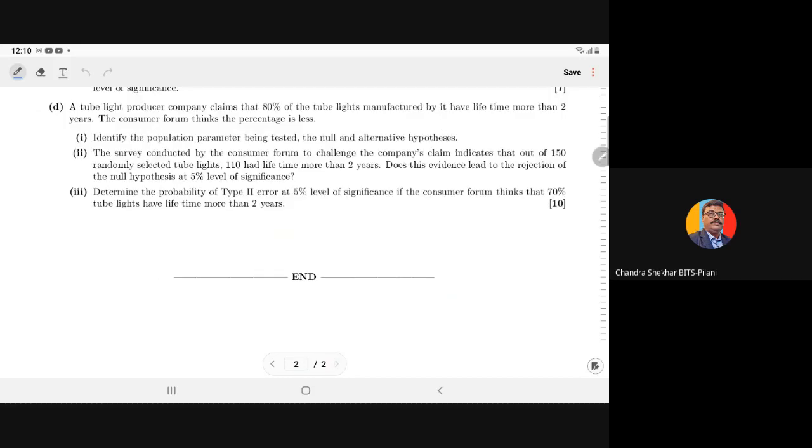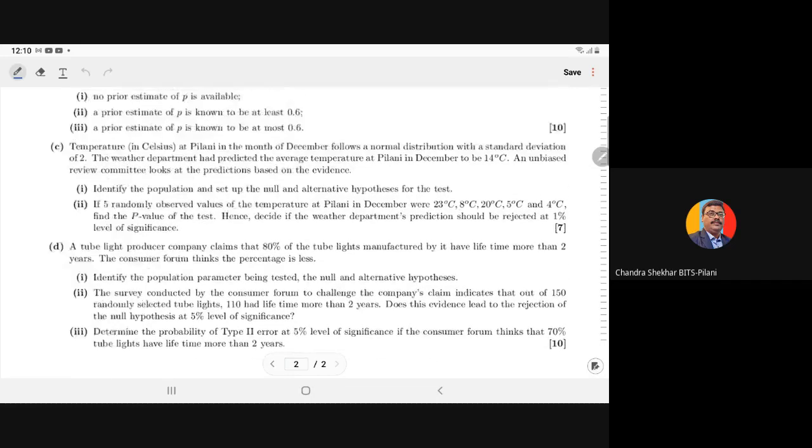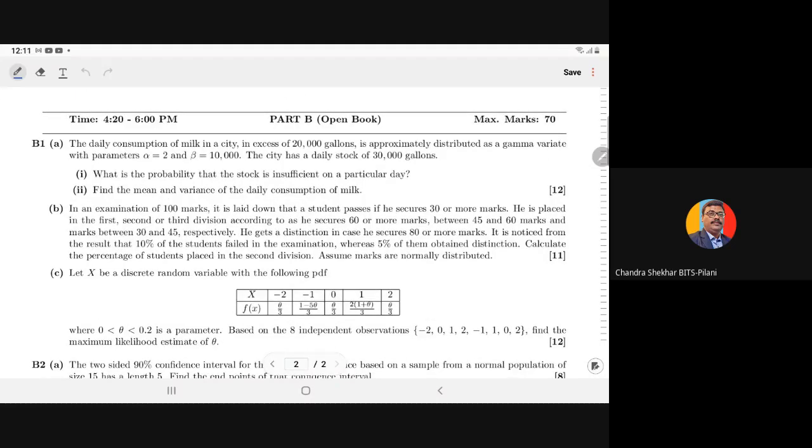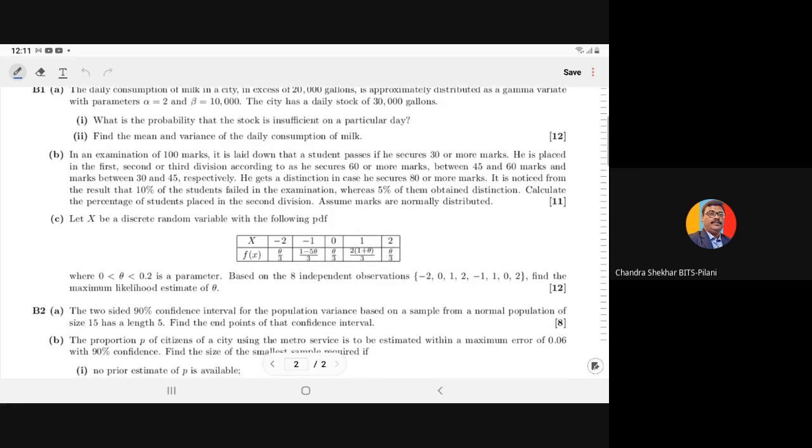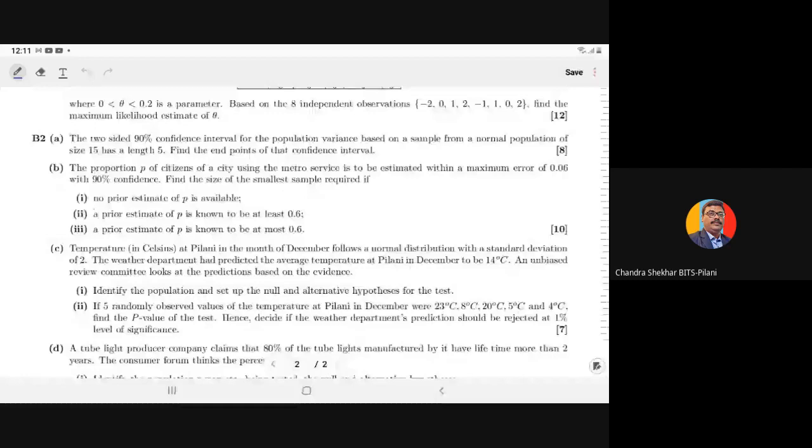Now let us move to the open book. In this also we have two questions, b1 and b2. In the first question we have three parts, in the second question we have four parts. So let us start with b1.